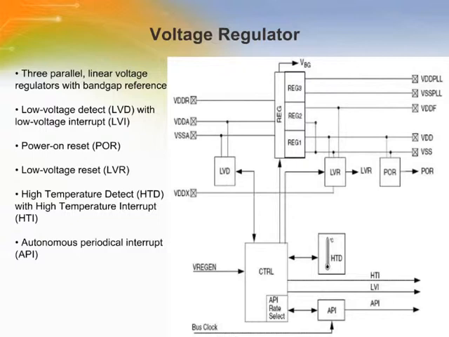VREG 3V3 is a tri-output voltage regulator that provides 2 separate 1.84 volt supplies differing in the amount of current that each can supply, and a 2.82 volt supply. The regulator input voltage range is from 3.3 volts up to 5 volts. It has 3 parallel linear voltage regulators with a band gap reference, low voltage detect with low voltage interrupt, power on reset, low voltage reset, and high temperature detect with high temperature interrupt.